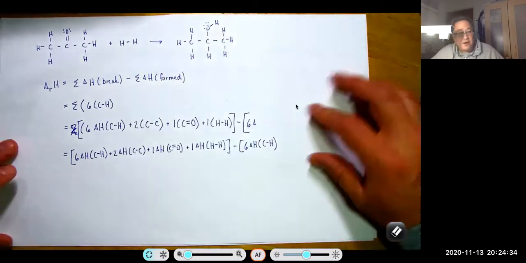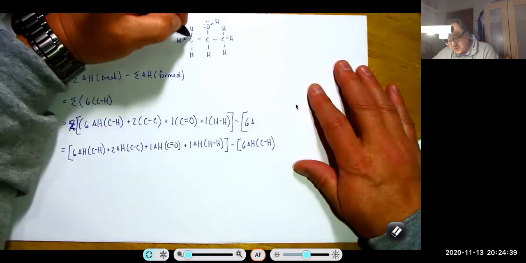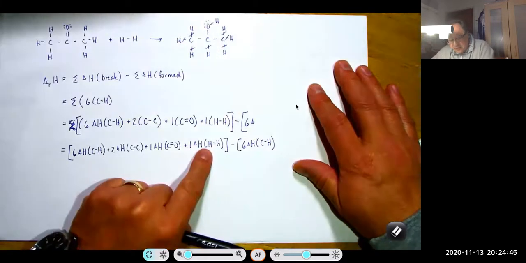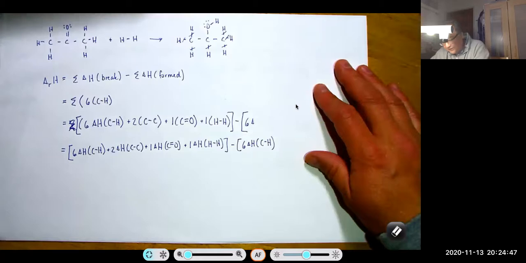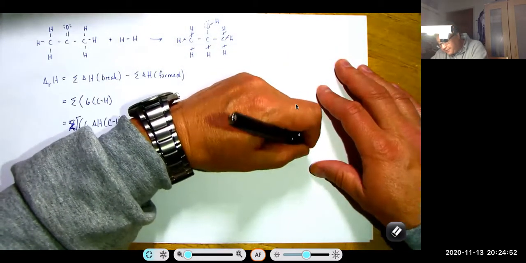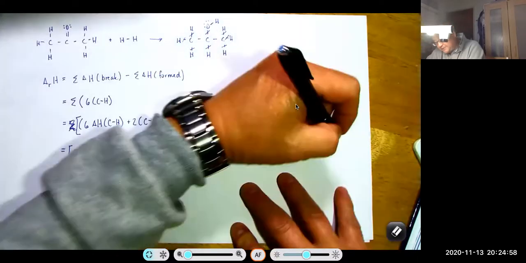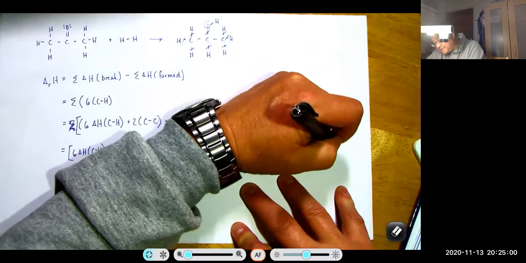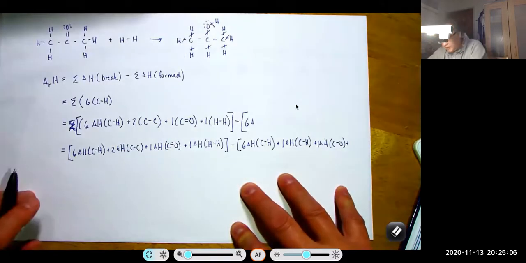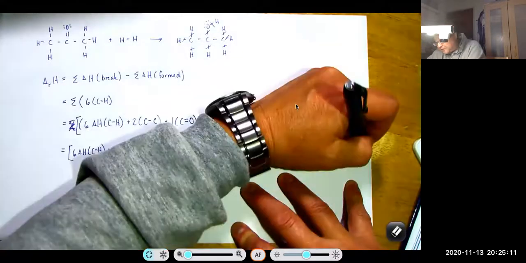When you're counting up the bonds you're breaking and making, it's a good idea to cross them out. So there's 1, 2, 3, 4, 5, 6. Those are the 6 we've made so far. Since I crossed that one out, I'm going to write that down next. So +1 change in enthalpy of a carbon-hydrogen bond, +1 carbon-oxygen single bond, and then +1 oxygen-hydrogen single bond.